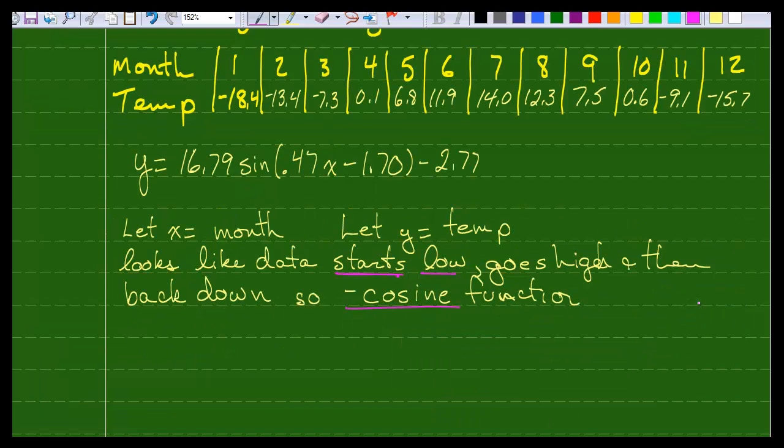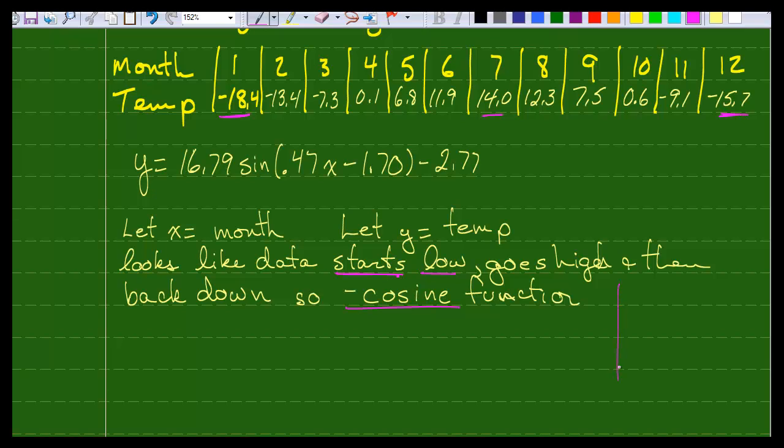So if we let x equal the month and y equal the temperature, then we can create our own equation. I know that here the graphing calculator created a sine equation, but we're going to work with creating a cosine function. And I'll tell you why. It looks like the data starts low, goes high, and then comes back down to low.